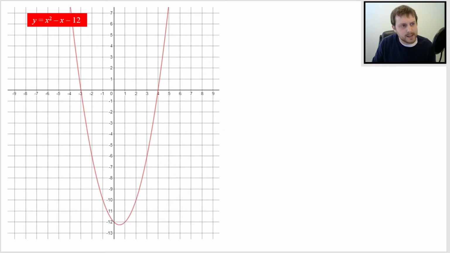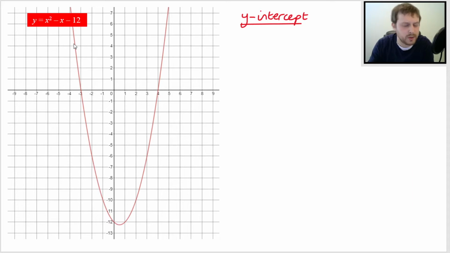If it's quadratic, you're going to end up with a quadratic equation, which is what this video is all about. So, first of all, let's look at the y-intercept for this graph here. This is y equals x squared minus x minus 12.